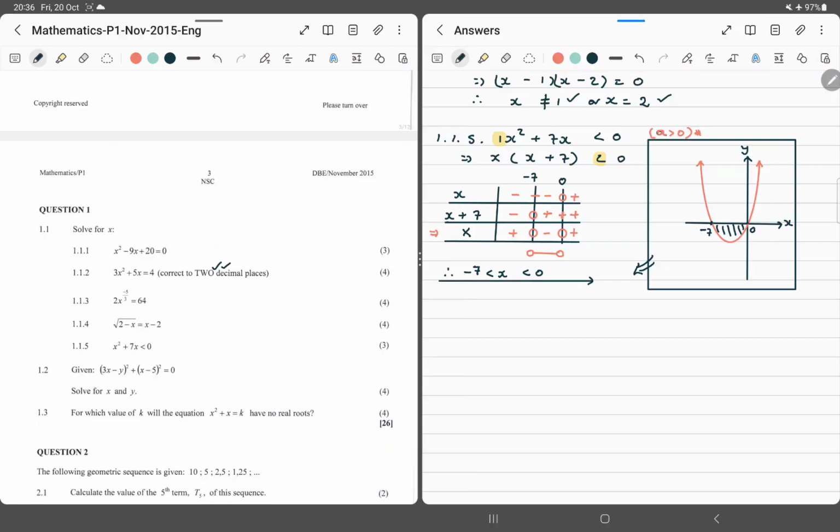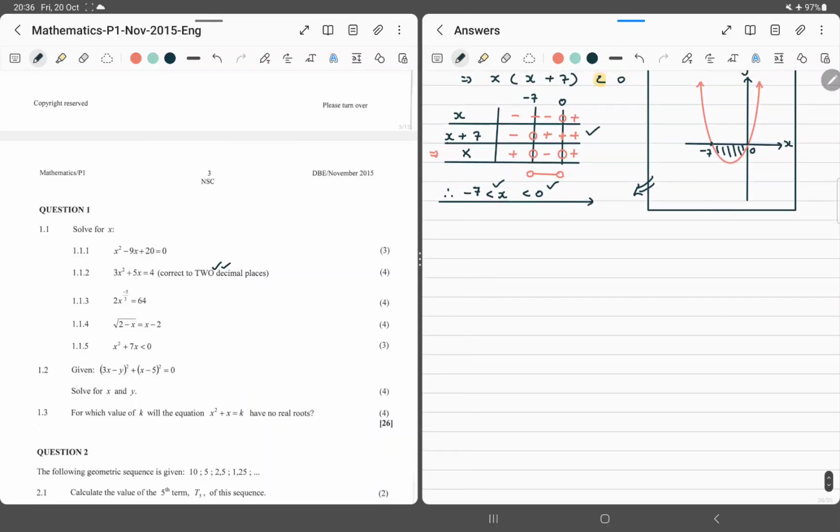Okay, so usually we get 2 marks for this format, and for the technique that we chose, or the critical values, it doesn't matter. You can choose that. Okay, let's do 1.2.